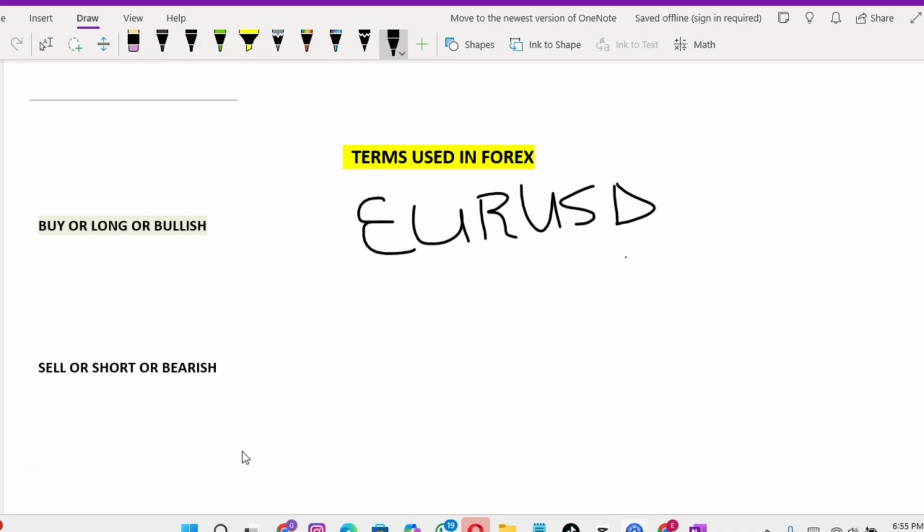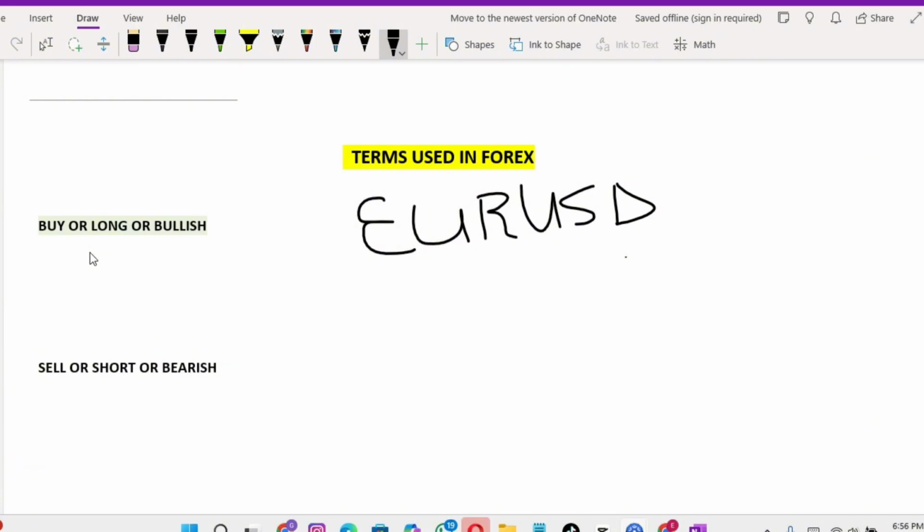The very first term I'm going to be explaining is buy, long, or bullish. Now, don't forget that Forex involves buying and selling of currency pairs, meaning that you should expect buyers and sellers in the market. Now, you get to buy a currency pair when the base currency will appreciate in price against the quote currency.